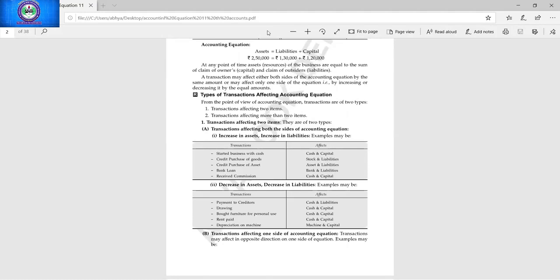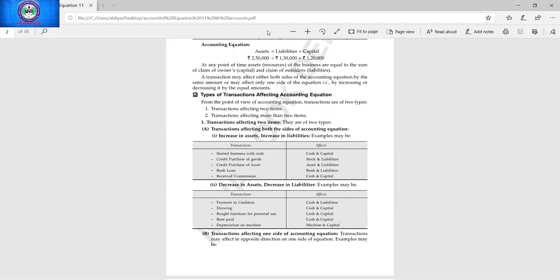So all these were transactions affecting both sides of the accounting equation. Transactions affecting two items may be of two types. Further, the bifurcation is of two types. Transactions affecting both sides of the accounting equation: like business started, credit purchases, bank loan, commission received, drawings, payment to creditors. All these transactions affect both sides, meaning the left-hand side and the right-hand side. Like started business with cash, cash will be affected and capital will be affected.